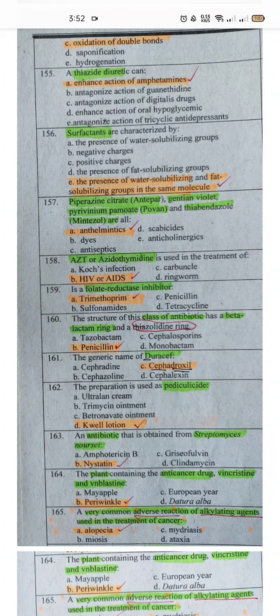160. The structure of this class of antibiotic has a beta-lactam ring and a thiazolidine ring. So, letter B. Your penicillin contains a beta-lactam thiazolidine structure. Penicillin has a beta-lactam ring plus a thiazolidine ring. And again, your cephalosporins have the same beta-lactam ring as penicillin.